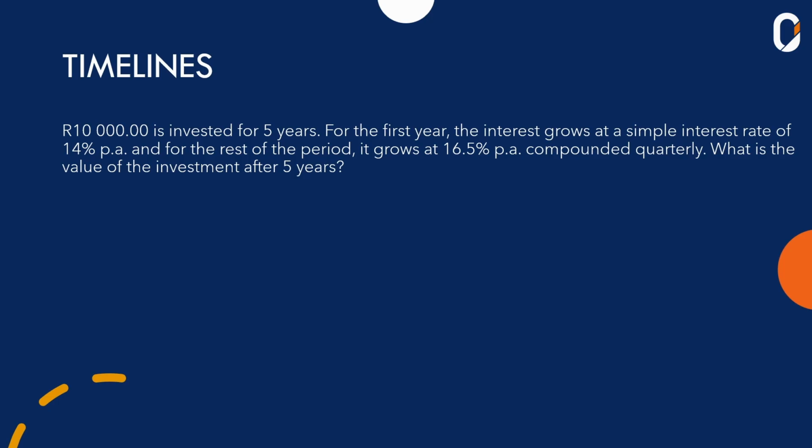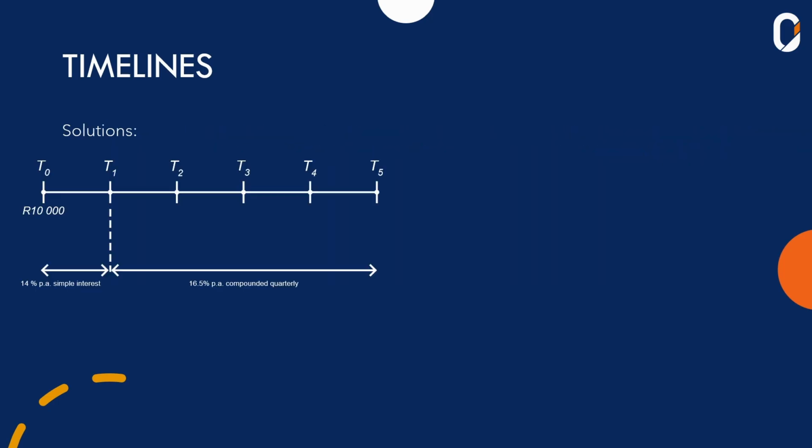Now, to represent that information in a timeline, we will have T0 up to T5. Be careful, we don't start at T1. We always start at T0, T1, T2, T3, T4, up to T5, and at T0, at the beginning of year 1, the deposit of 10,000 rands was made, and at T1, as you can see by the dotted line, the interest rate changed from 14% per annum simple interest to 16.5% per annum compounded quarterly.